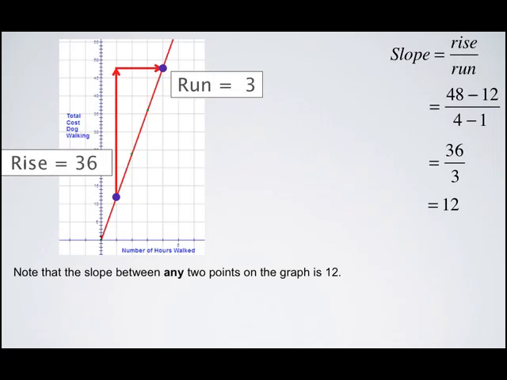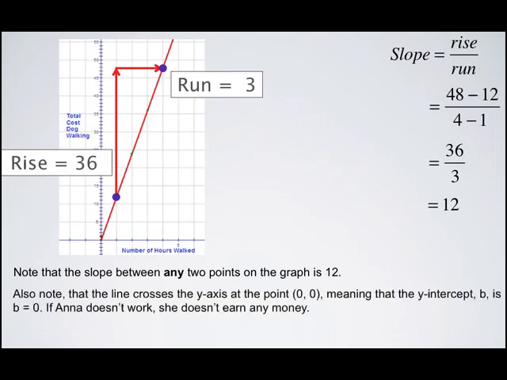Note that the slopes between any 2 points on this graph are 12. It doesn't matter which 2 points you choose, you will calculate the same slope along a straight line. But also note that the line crosses the y-axis at the point (0, 0), meaning that the y-intercept b equals 0. That's because if Anna doesn't work, she doesn't earn any money, which is similar to most part-time jobs.